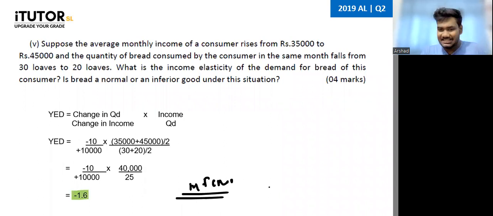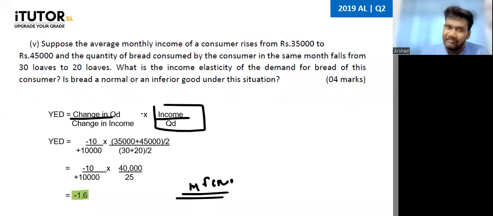The only difference, guys, there is nothing different in this method, right? The normal YED equation is this, no? Now in this question they are not telling us to find YED at the income level of 35,000, or find YED at the income level of 45,000. They are saying just find the YED. So therefore, for income and quantity demanded, we are taking the average income and the average quantity demanded. That's the only difference. There is nothing else. So income is 35,000 and 45,000. What is the average then? How do you find the average, guys? 35 plus 45 divided by 2. So average is 40,000.